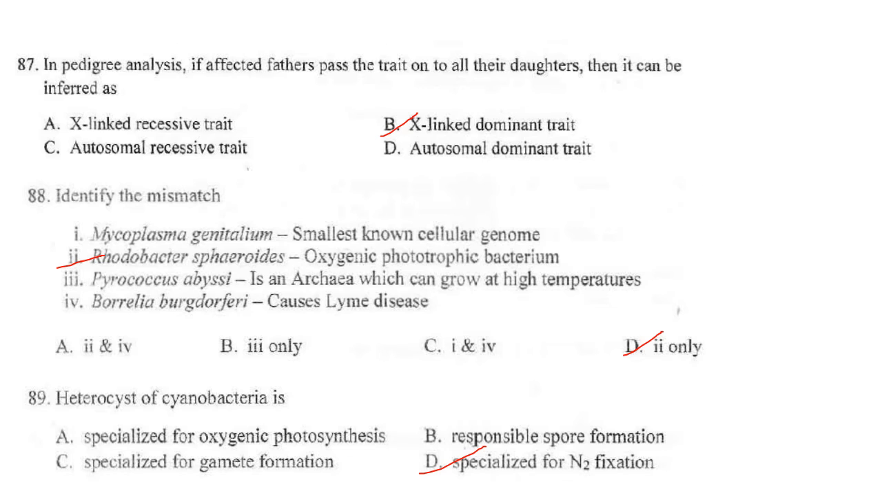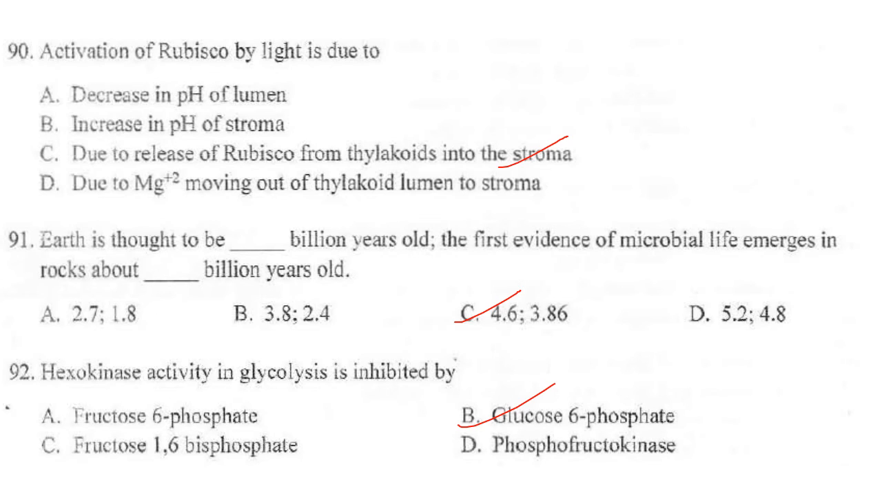Then heterocyst of cyanobacteria, it is specialized for nitrogen fixation. Answer is D. Then activation of rubisco by light is due to release of rubisco from thylakoids into the stroma. Answer is option C. Earth is thought to be dash billion years old. So it is 4.6 billion years old. The first evidence of microbial life emerges in the rock about 3.86 billion years old. So answer is option C.